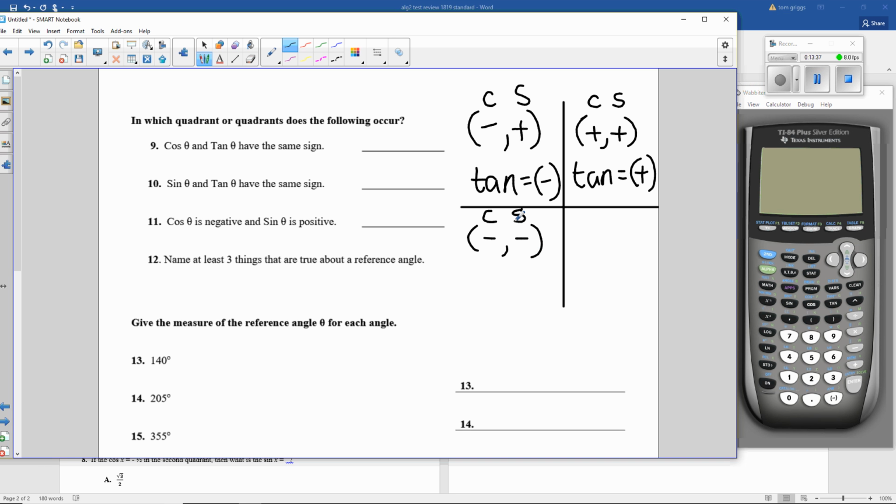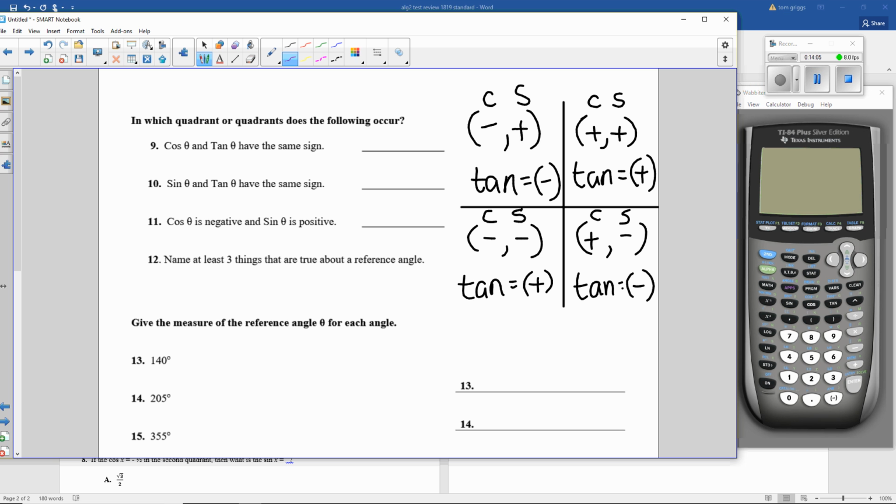Quadrant 3, x and y are both negative. A negative divided by a negative is a positive, so that's why tangent is positive. And in our final quadrant, cosine is positive, sine is negative, which means tangent is negative in this quadrant as well. So then that's going to make answering questions 9 through 12 really fast.